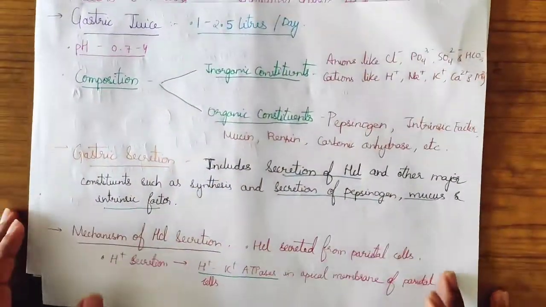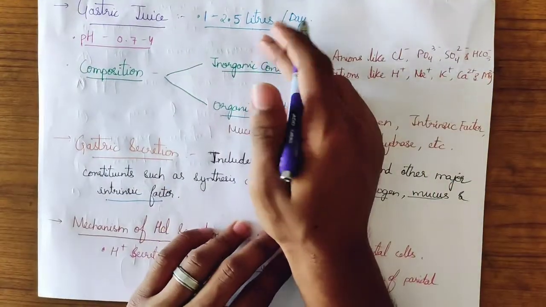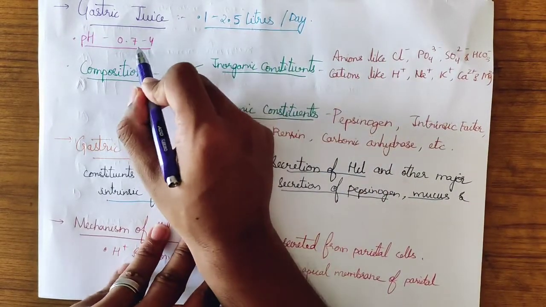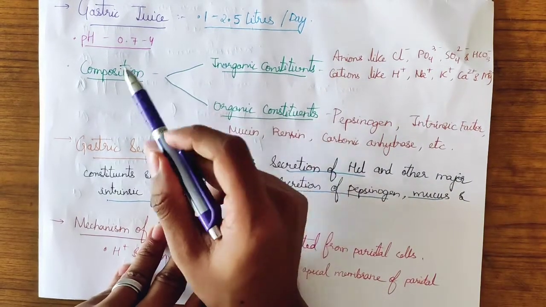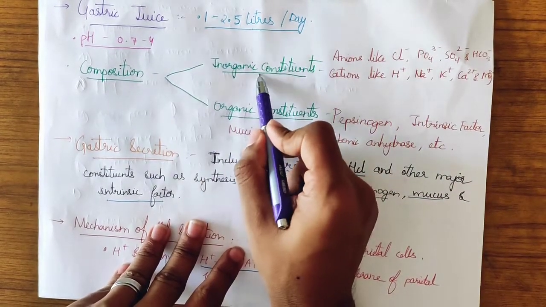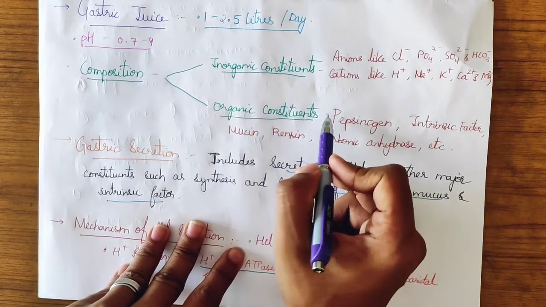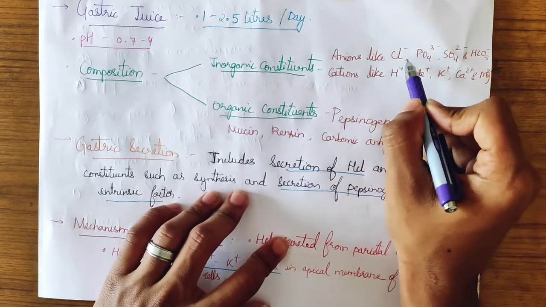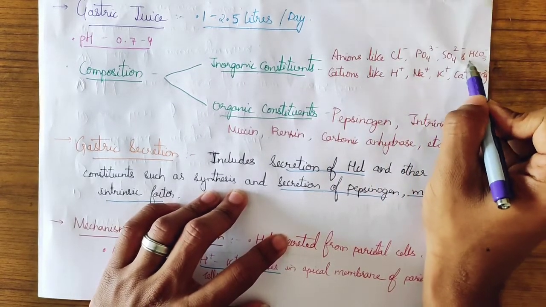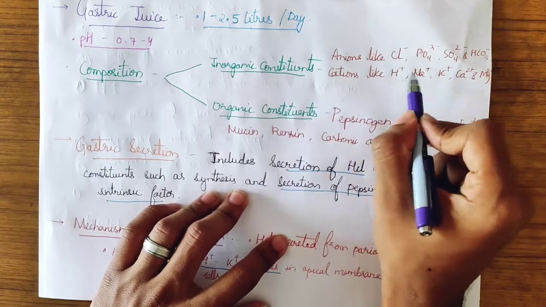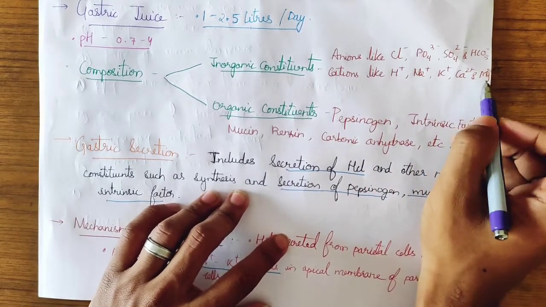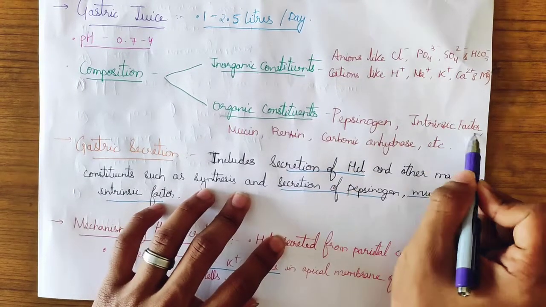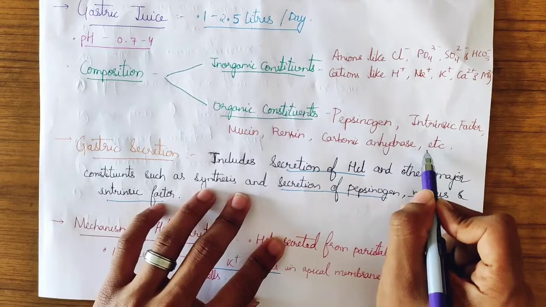So now let's talk about the gastric juice. The gastric juice, 1 to 2.5 liters is produced per day. Its pH is almost 0.7 to 4. The composition of this gastric juice is again divided into inorganic constituents and the organic constituents, as seen earlier in the saliva. The anions like Cl-, phosphate, sulfate and HCO3- and cations like H+, Na+, K+, calcium and magnesium are found in the inorganic constituents. In the organic constituents, pepsinogen, intrinsic factor, mucin, renin, carbonic anhydrase, etc.